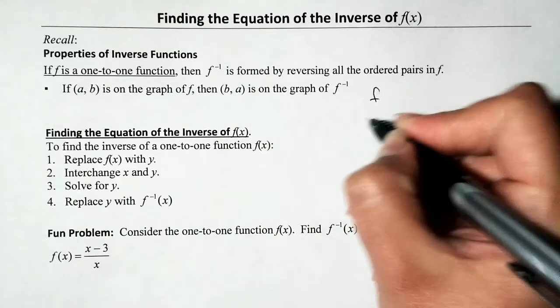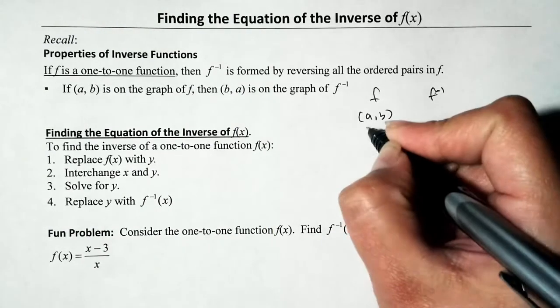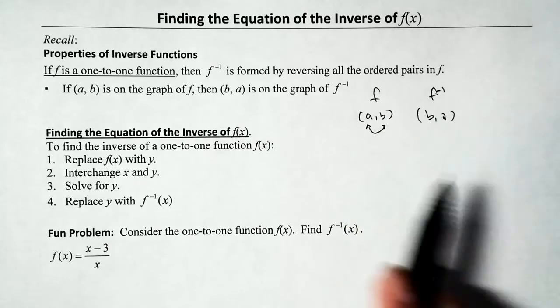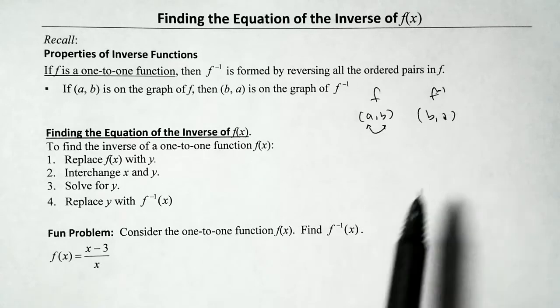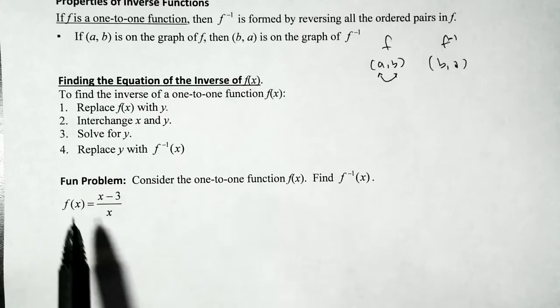So if we have function f and if (a, b) is in f, then to find the inverse, we are going to reverse the order and that will give us (b, a). If we have this in the back of our mind, then we're going to go ahead and find the inverse. So I know you can read this, but I'd rather talk to you.